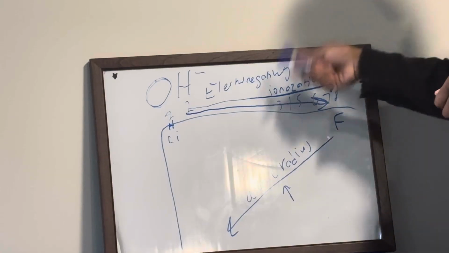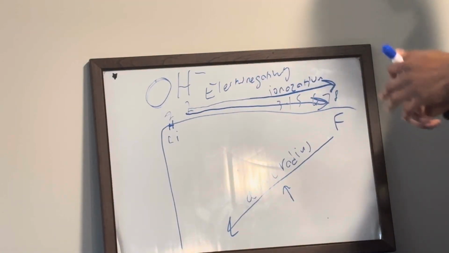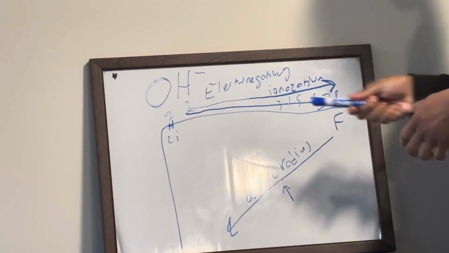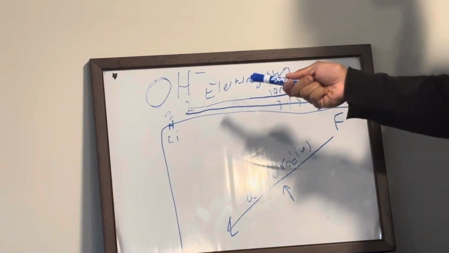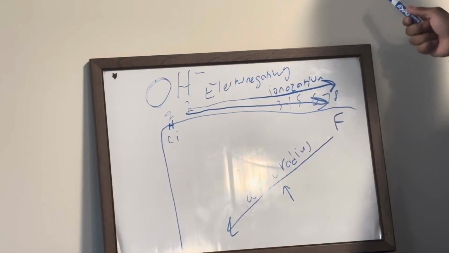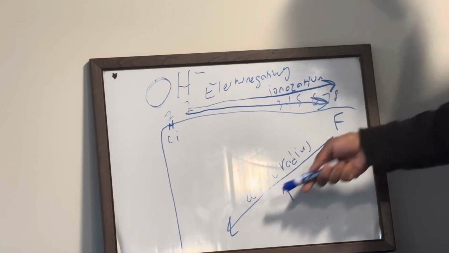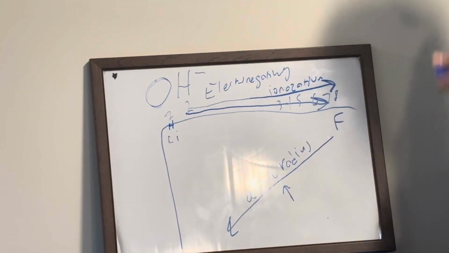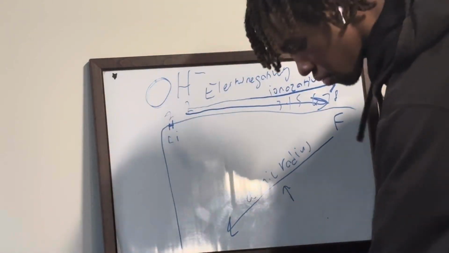And electronegativity follows the same line as ionization. So a good rule of thumb is these are proportional. Electronegativity and ionization are proportional, and atomic radius is not. So there you go. I'm going to take this down in a second.